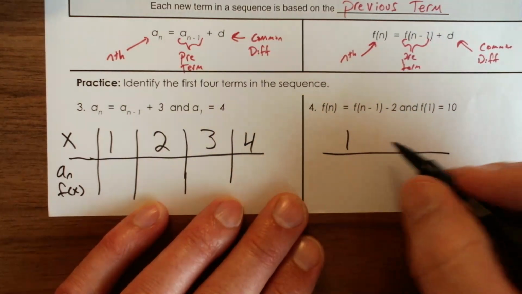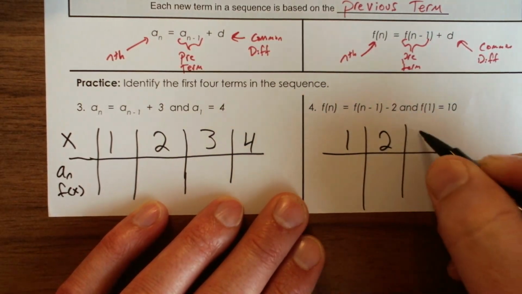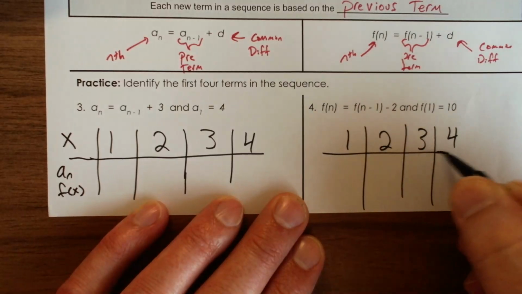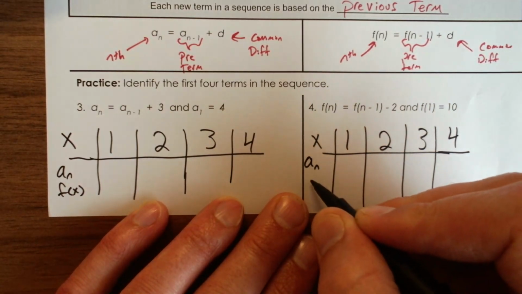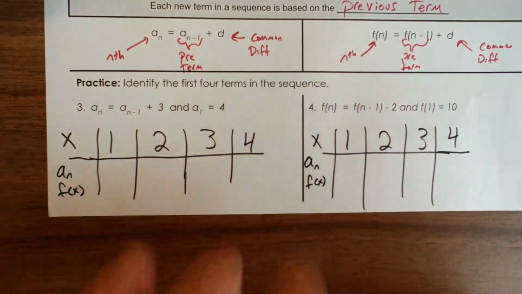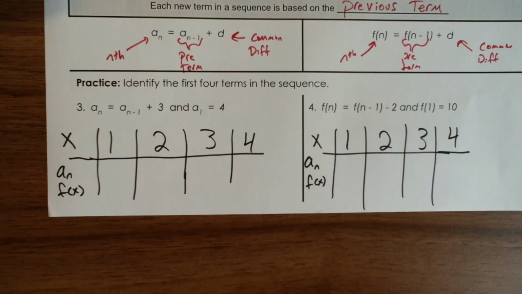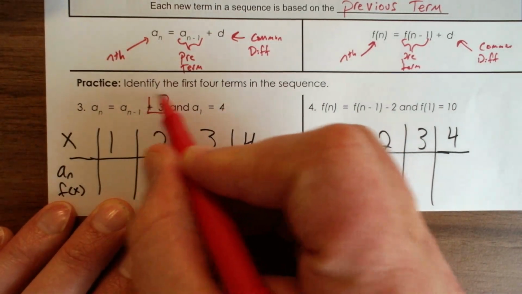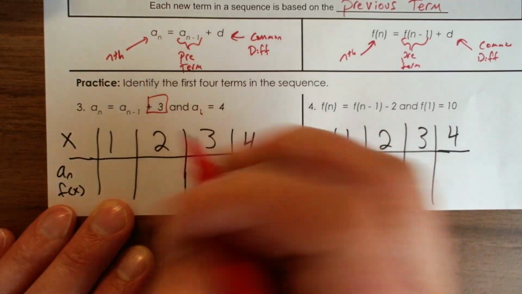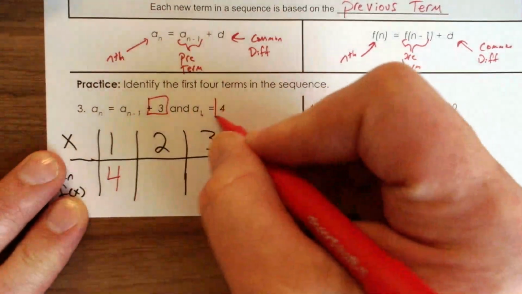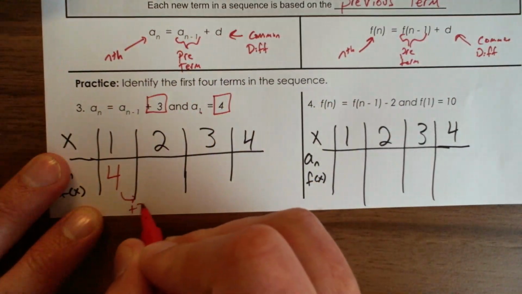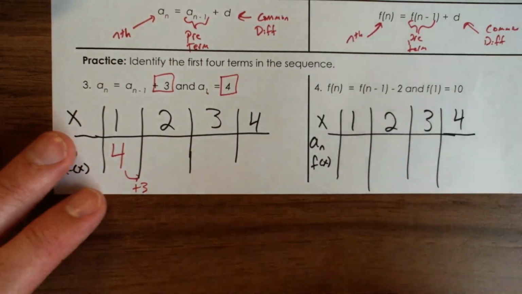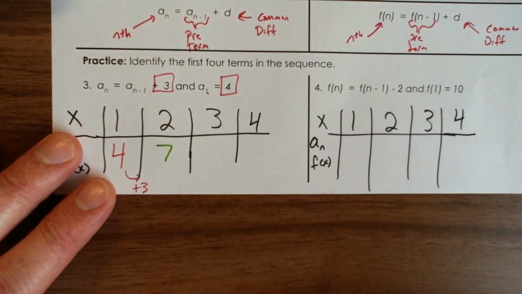And again, it wants the first 4 terms here, so I'm going to go ahead and just already draw my table because I know that I'm going to need that. Again, up here is x, and down here is a sub n or f of x. Okay, so my common difference right here is 3. My first term is 4, so this is set. Now when I go to my next term, I add 3. So 4 plus 3, that's 7.